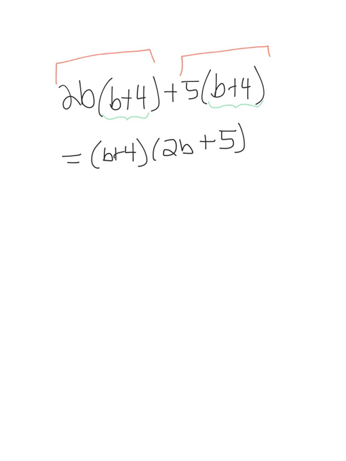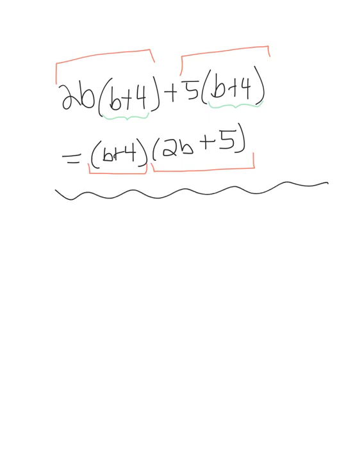So that question is now done. It's fully factored, and I know it's factored because I have a product. I have two terms being multiplied. I have this bracket times this bracket. So that is how you solve something like that. So let's try another one.